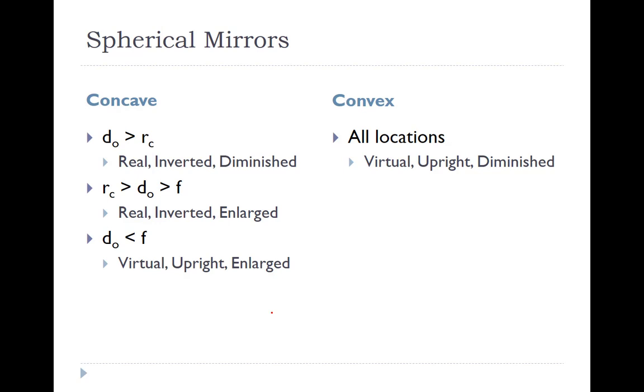For convex mirrors, no matter where I put the object, I can only get one type of image, and that is virtual, upright, and diminished. Okay. The next section, we're going to go through the math to calculate exactly what we've just done schematically.